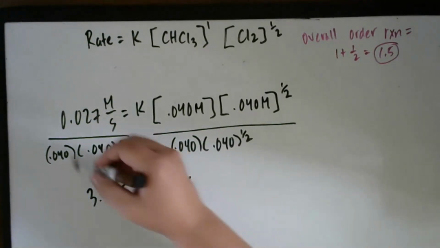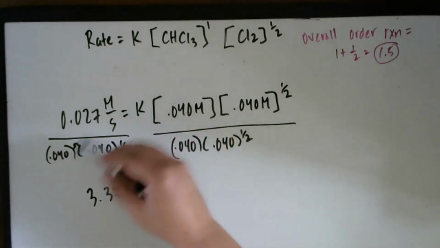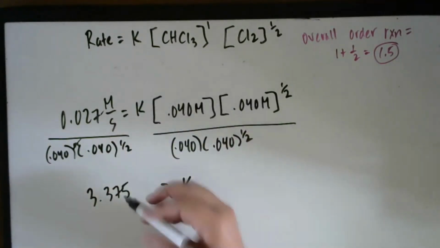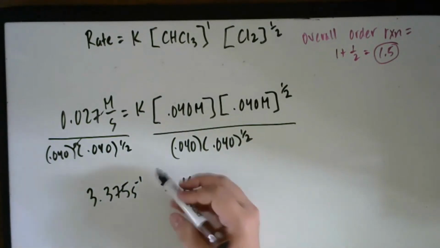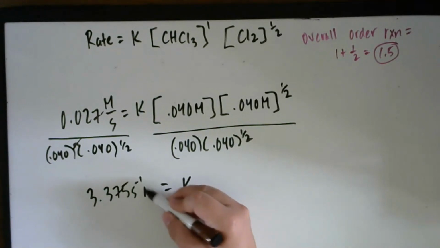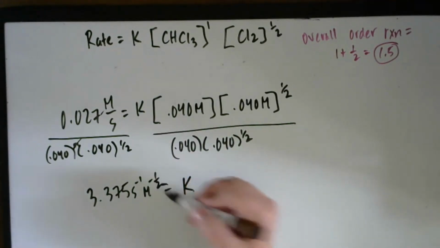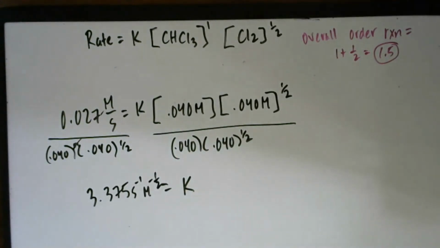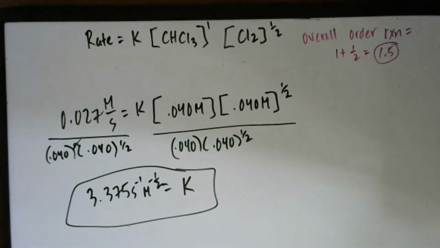Just trying to look at these units. Molarity, molarity to the 1/2, that's going to cancel out. So we're going to have seconds inverse and molarity to the 1/2 underneath. And that is going to be your K value. Okay. So pretty straightforward once you know how to do it.